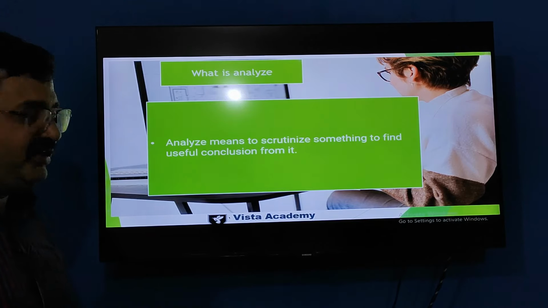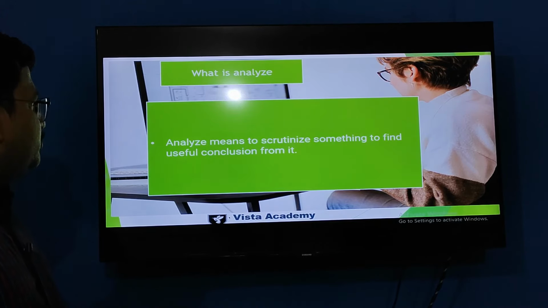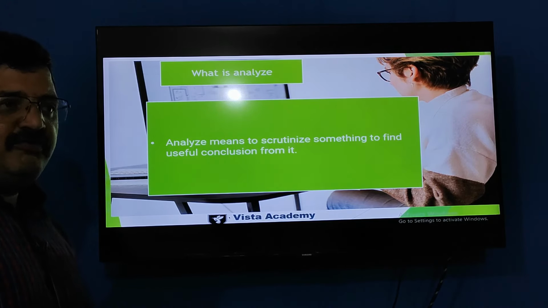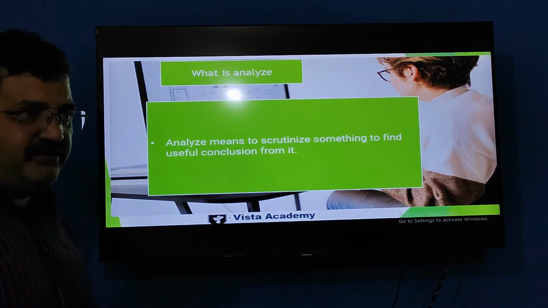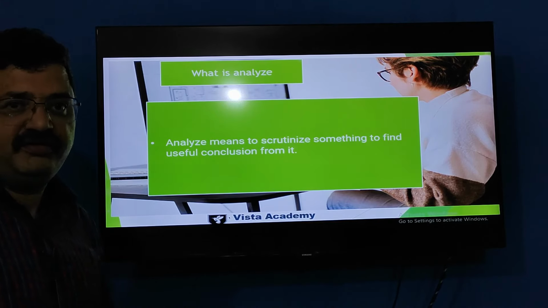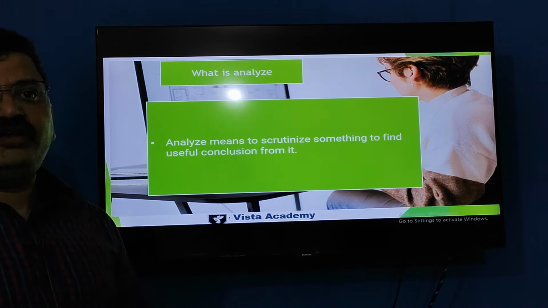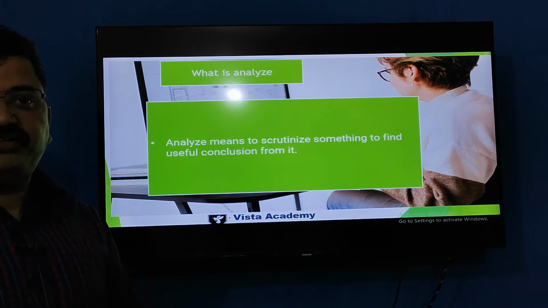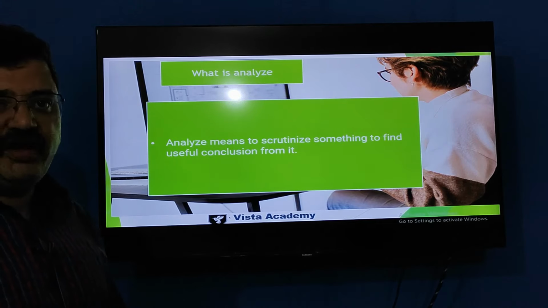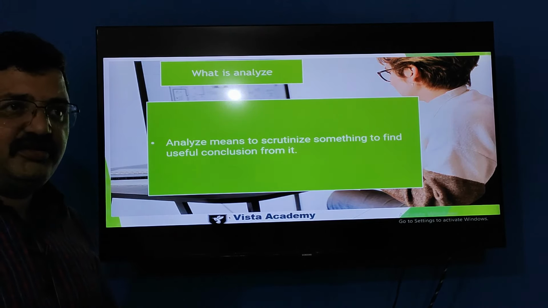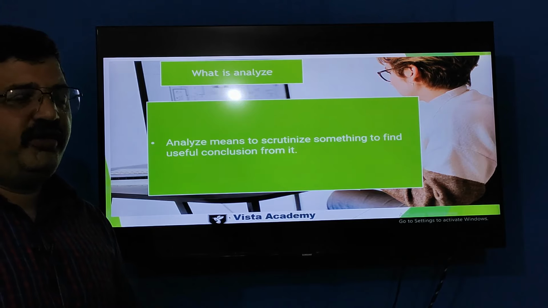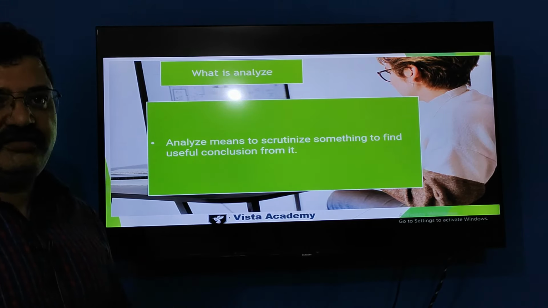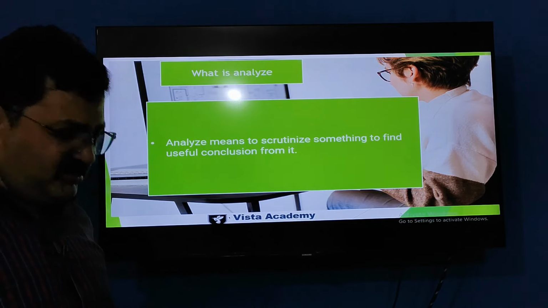What do you mean by analyze? Analyze means to scrutinize something to find a useful conclusion from it. So it is basically finding the right thing from scrutinizing different things. Like you do it even in your real life also. You scrutinize and finally you make your decisions. Similarly, it is the process of analyzing something and finding something fruitful from it. Even when you are playing some games, cards, you analyze. So all these are examples.